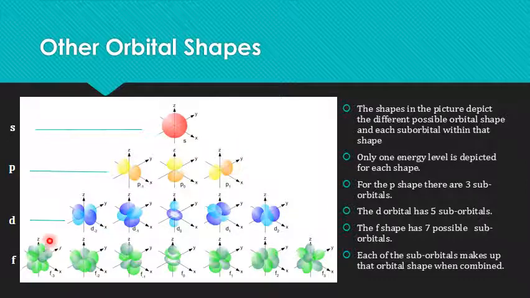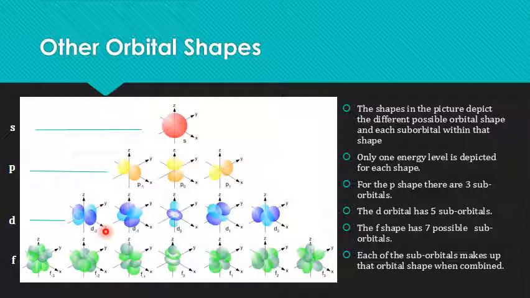There are 3 p suborbitals. We go to the d orbital next, and as we go from one orbital to the next, we end up needing more space for more electrons. So as we go down, you can see we're adding 2 more orbitals every time. So the d orbital, that's our orbital shape d, has 5 different suborbitals. You can tell we got lots of different shapes happening.